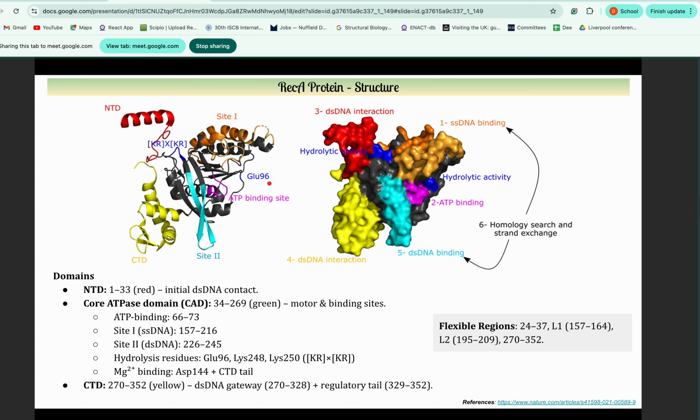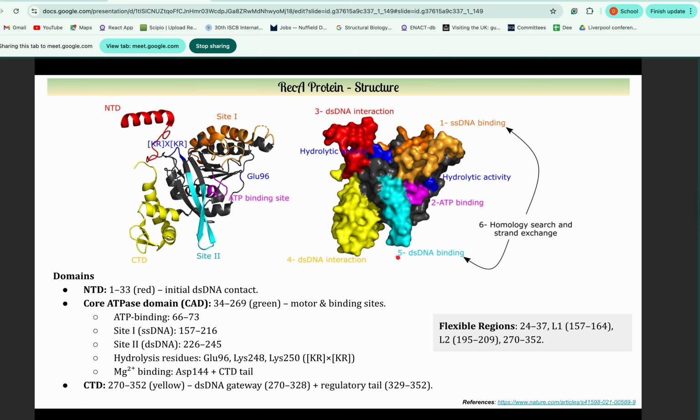It has some catalytic sites or some residues which are present, such as this glutamine and glutamate at 96th position. It has the C terminal domain, and then this lysine arginine motif. In this, the same color represents the same surface, so it represents what kind of interaction is taking place. This red surface represents where the double strand DNA interaction takes place, whereas this orange part represents where the single strand DNA binding takes place. This particular region is involved in the hydrolytic activity. This 2 represents the ATP binding site.